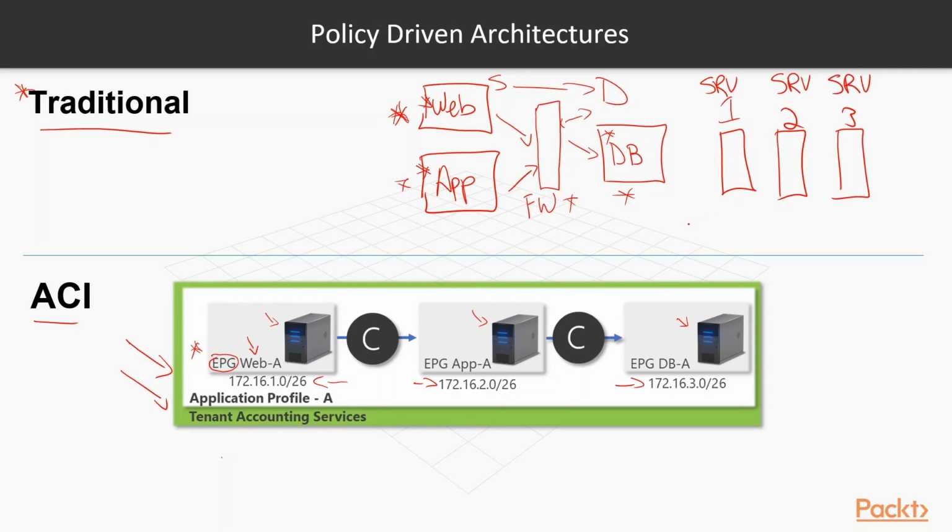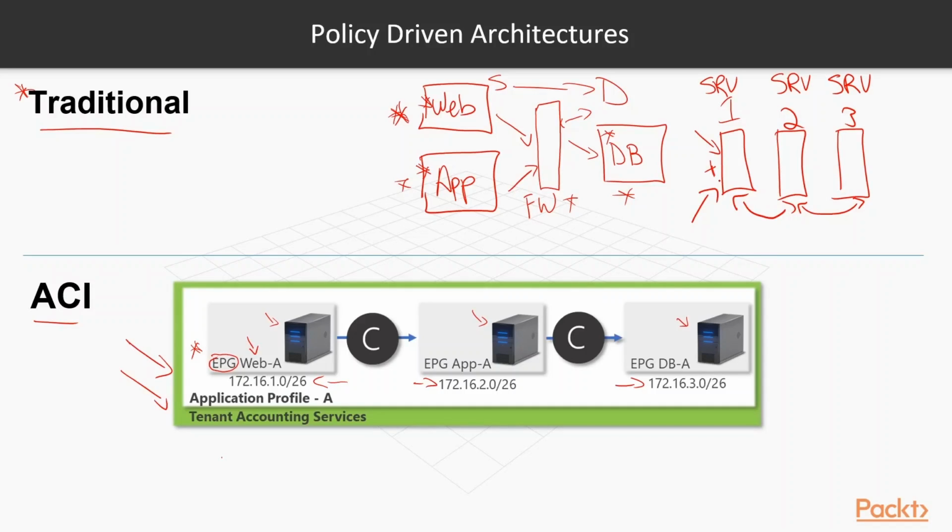server 3. And let's say server 1 gets compromised with ransomware, and it turns out that because I am at layer 2, it spreads to server 2, it spreads to server 3, and they don't actually go through a firewall to allow or deny a specific traffic.